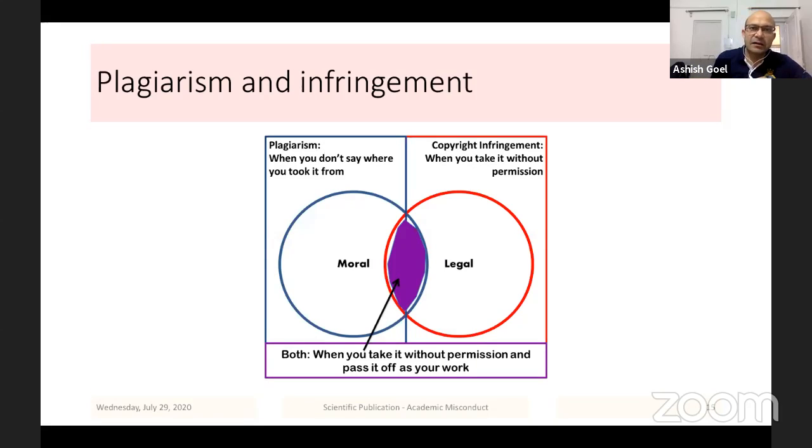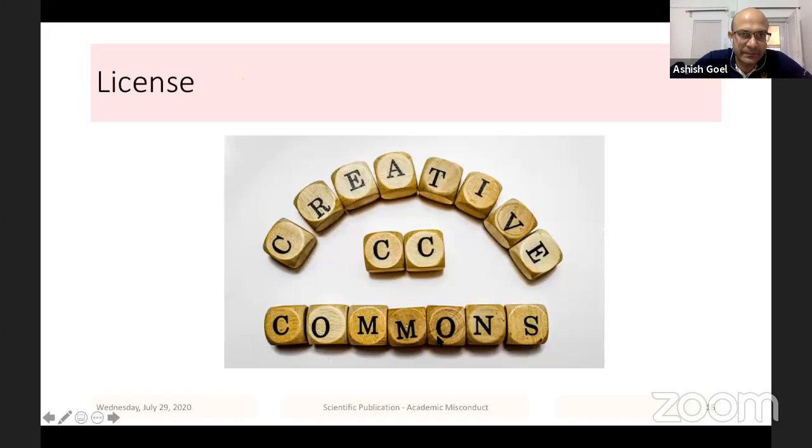So there's a fine line which separates plagiarism and copyright infringement, which, as we discussed in the previous session also, is: plagiarism is when you don't say where you took it from, whereas copyright infringement is when you take it without permission. And it happens to be this purple area of intersection when you take it without permission and try to pass it off as your own work.